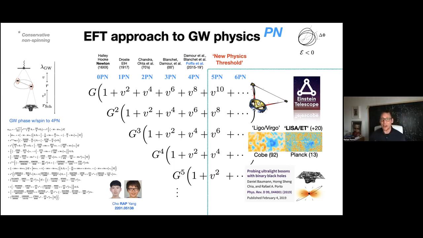And the effects of the clouds could leave an imprint through tidal effects in the waveform that can teach us about new degrees of freedom, the spin of these particles, the masses, and so on. But to be able to probe these ultralight bosons through binary black hole observations, we need to get to a high level of precision. Very good. So that's the motivation for why we keep doing this.